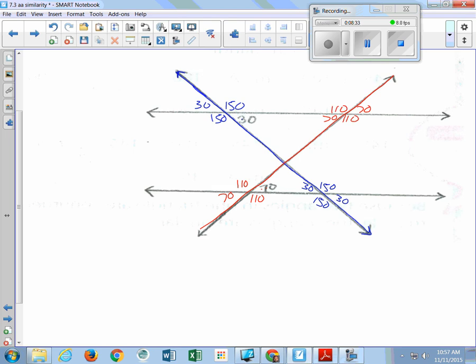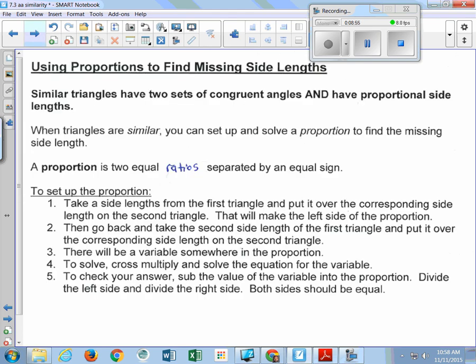So I have two of the angles now. I have 30, 30, and I have 70 and 70. So I have two angles that are the same. I didn't have to do any calculations. So this is similar. Okay. Going on to the next.